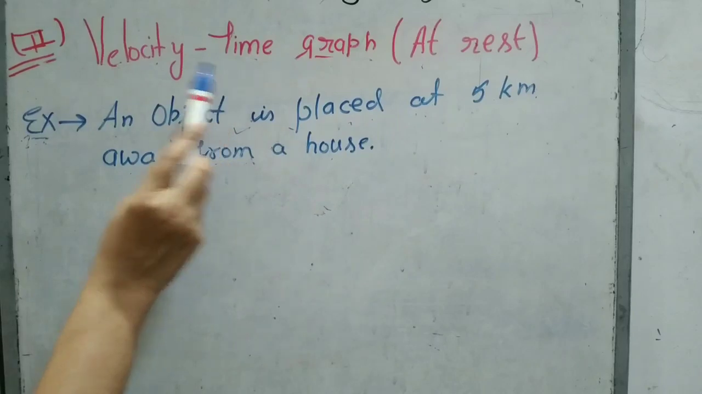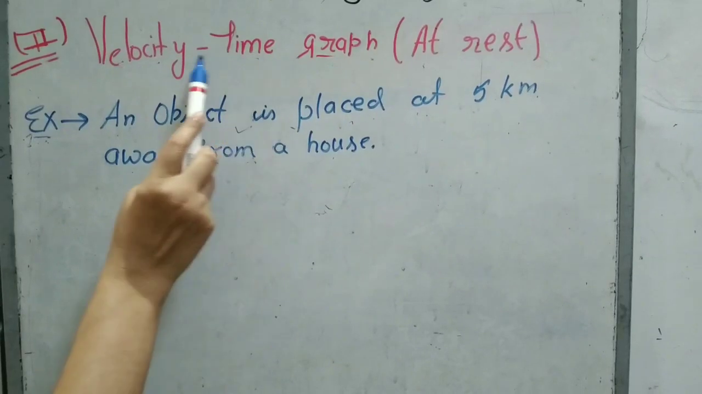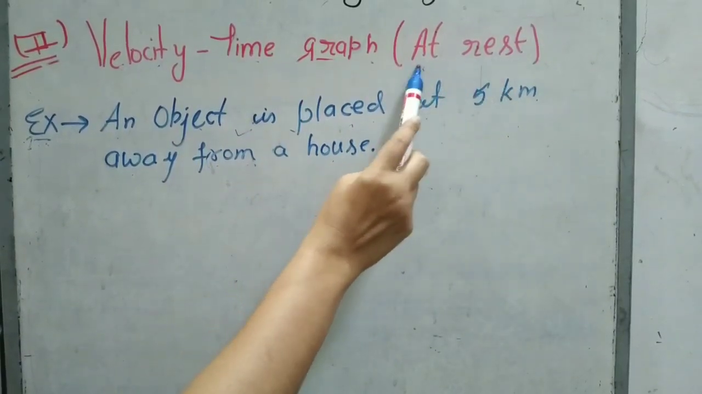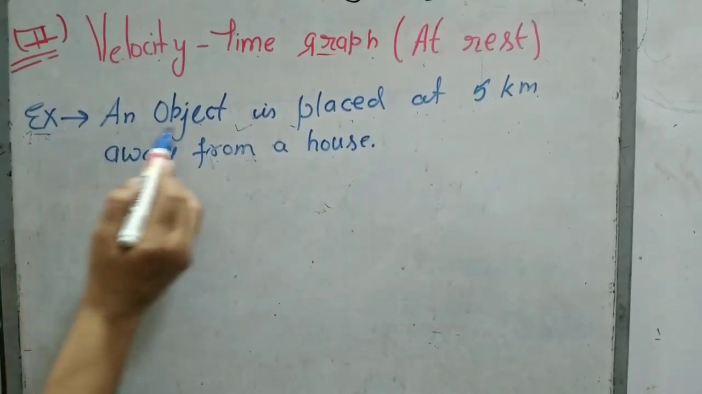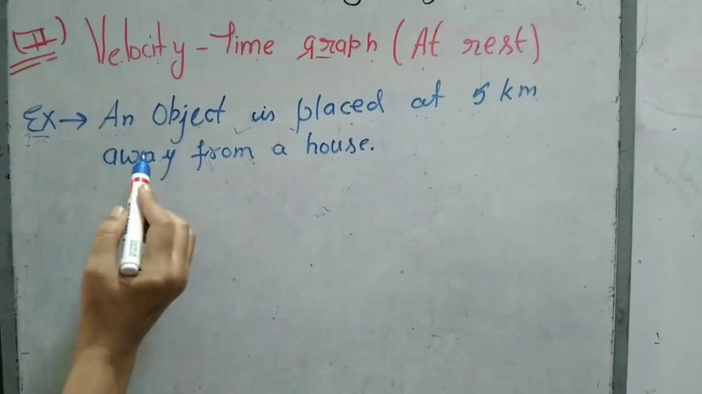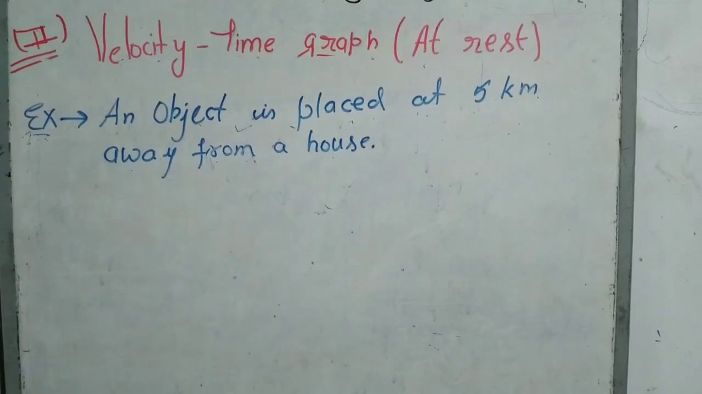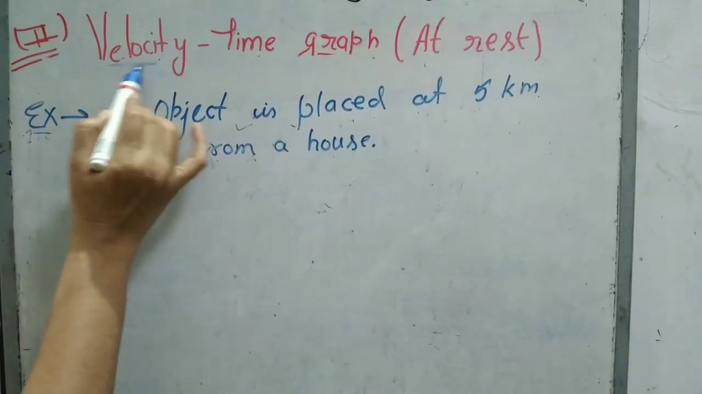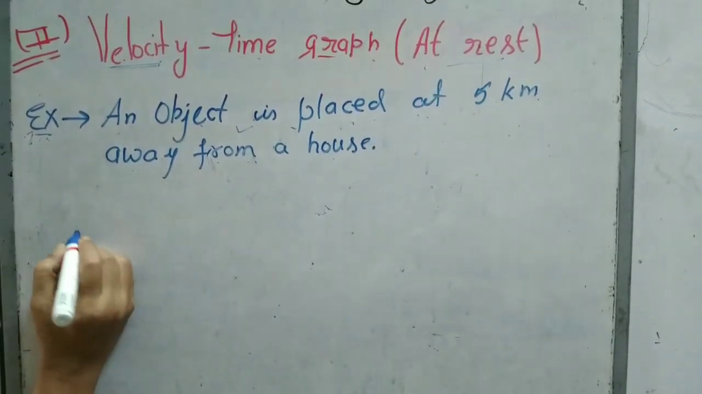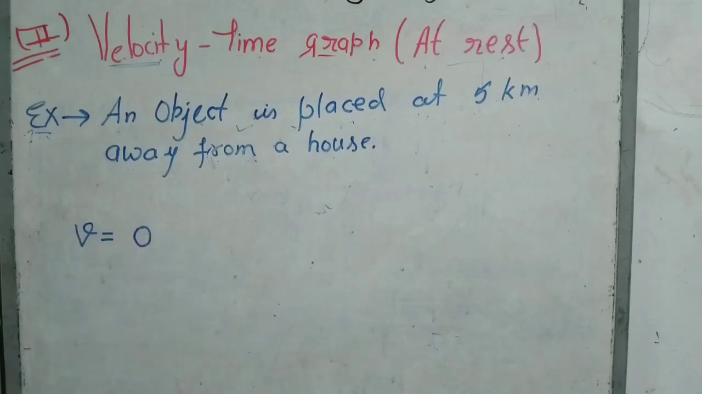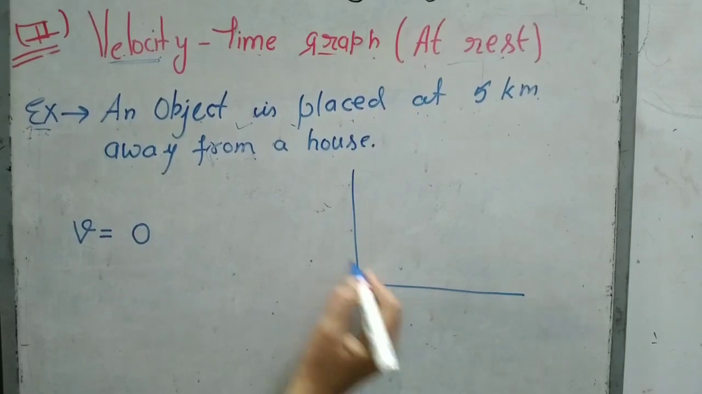Second kind of graph, that is the velocity time graph. Now we are going to observe the velocity time graph at our first condition, which is when the object will be at rest. So we have taken the same example as earlier. An object is placed at 5 km away from the house. But now we are observing the velocity of the object. If an object is at rest, what will be the velocity of the object? Obviously 0. Now how can we represent the velocity 0 on the velocity time graph?